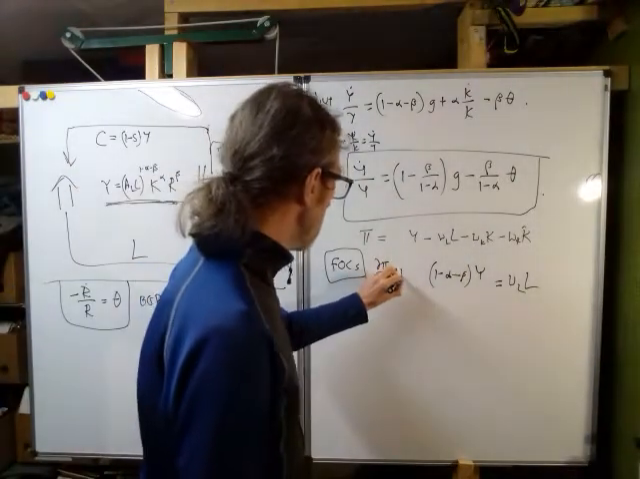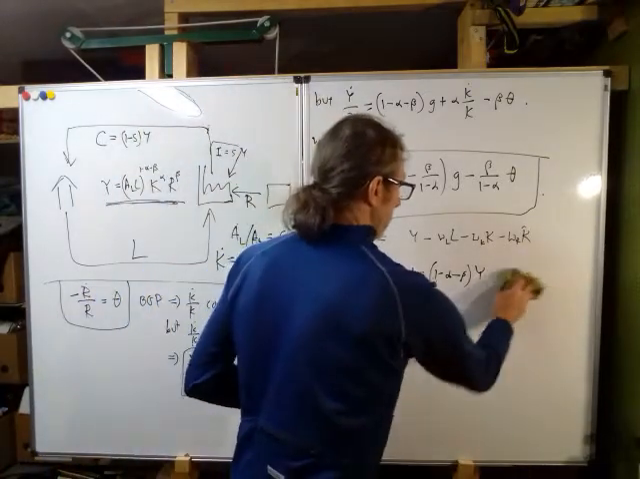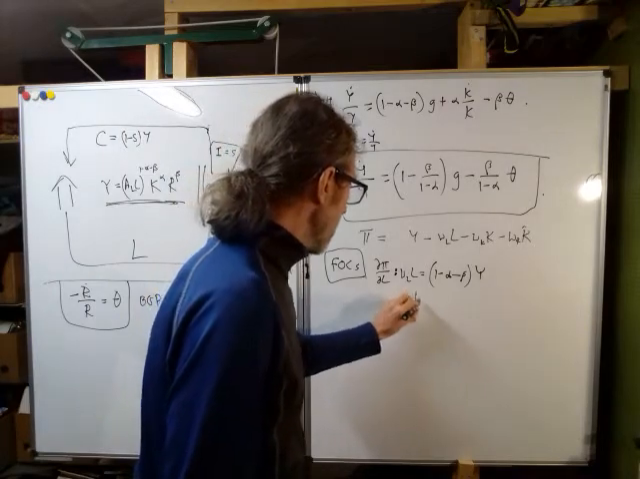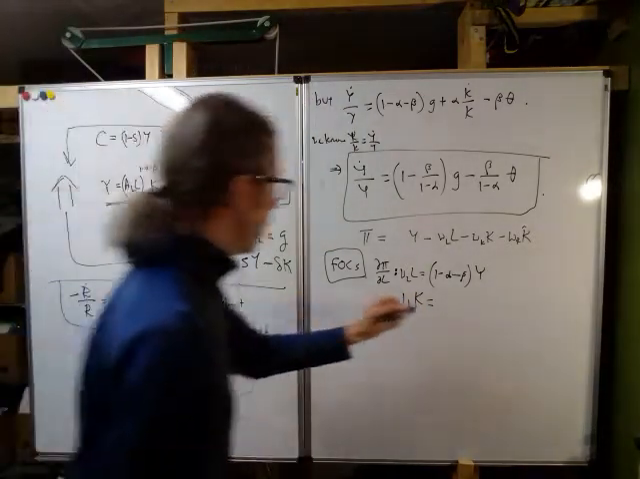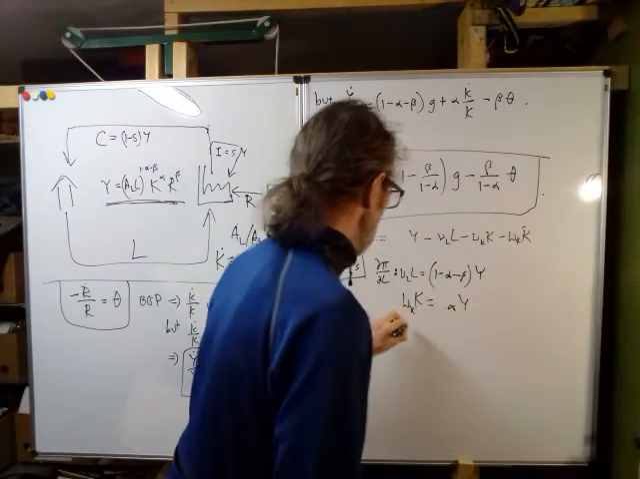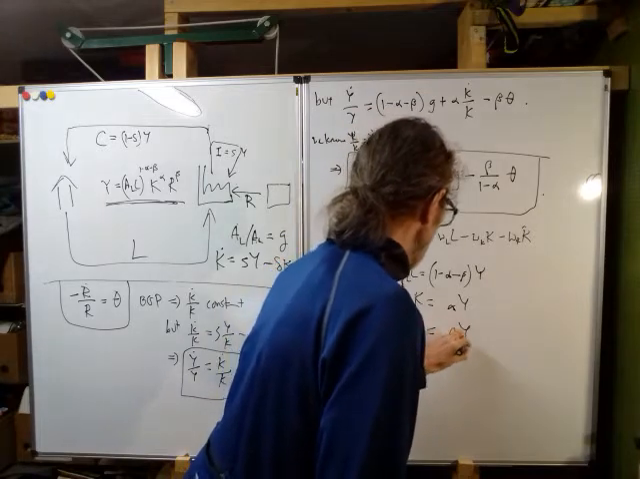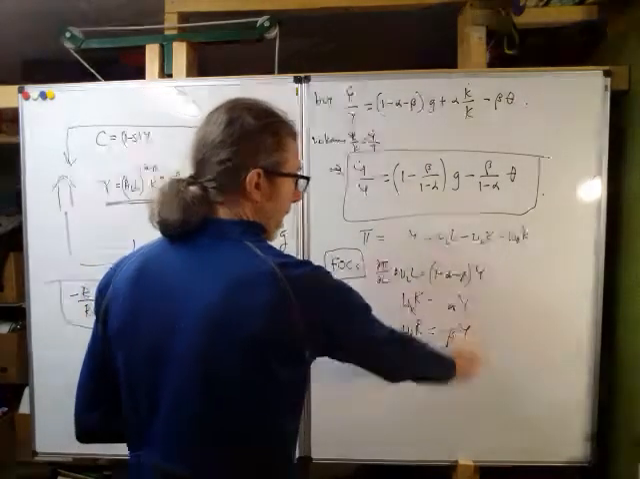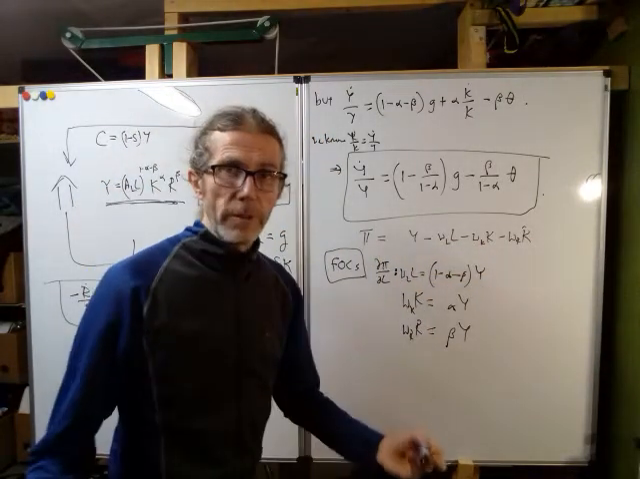And then, by symmetry, I can say that WKK is alpha y, and WRR is beta y. And when you add these up, what you get is y, which makes sense, pi is 0. Perfect competition.